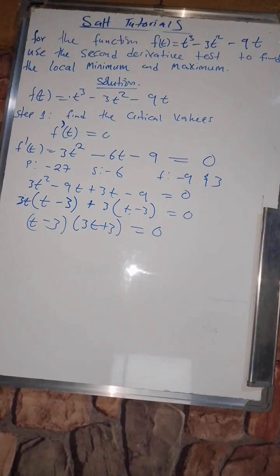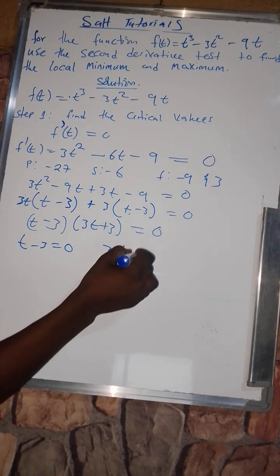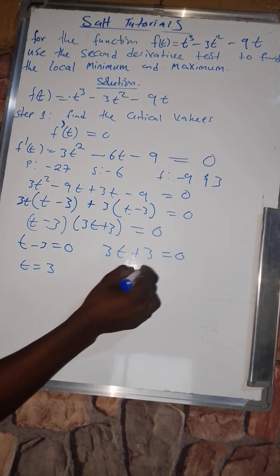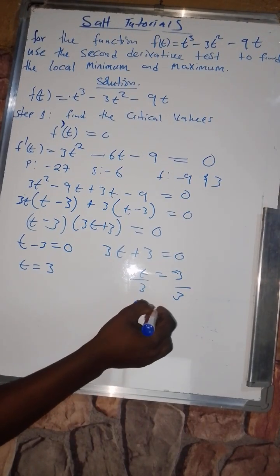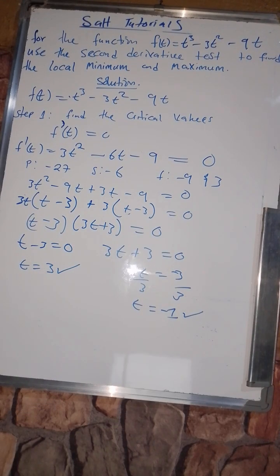So we have t minus 3 equals 0 and 3t plus 3 equals 0. So t is equal to 3, and 3t is equal to negative 3, so t is equal to negative 1. So these are the critical values. One of them should be a minimum, the other one might be a maximum. This is why we have to use the second derivative to show whether each one is a minimum or a maximum.